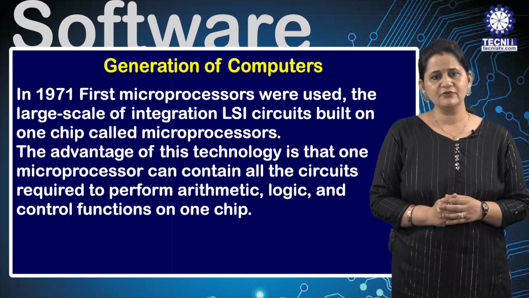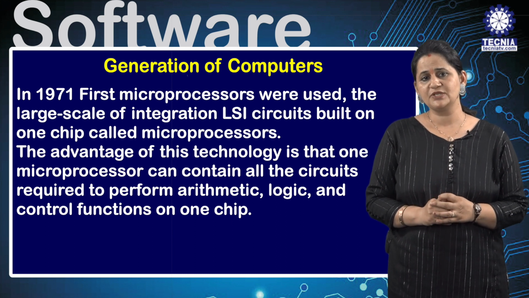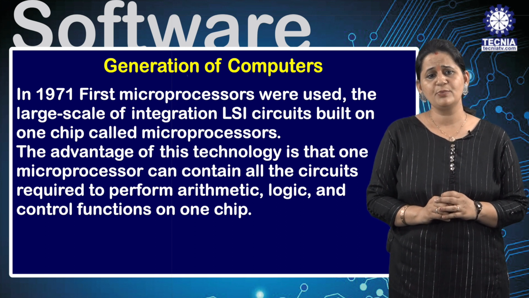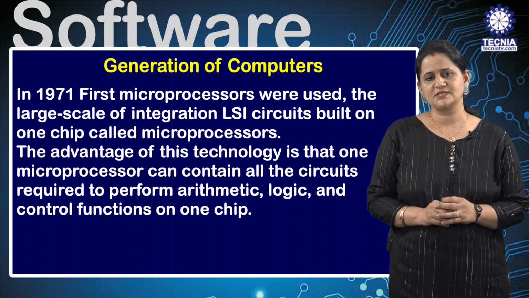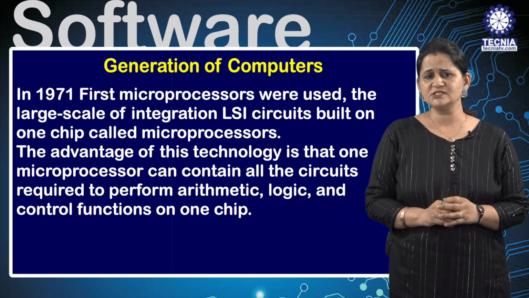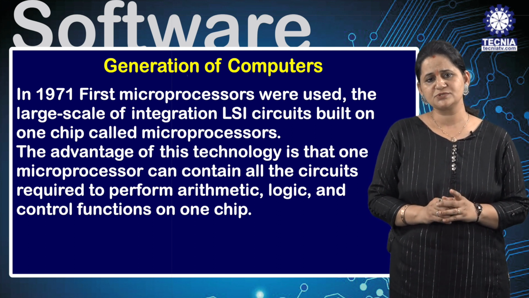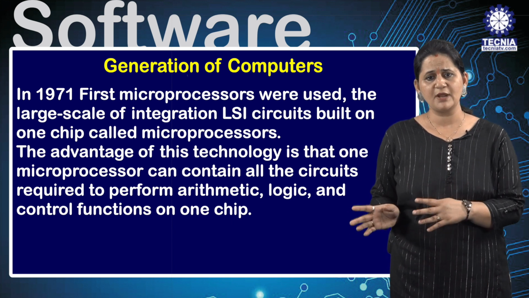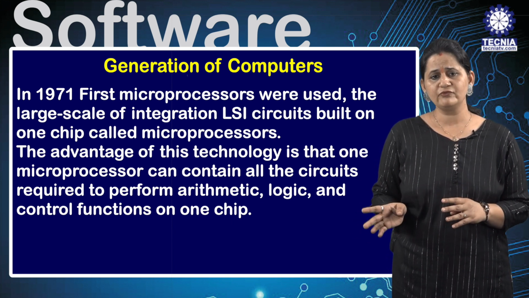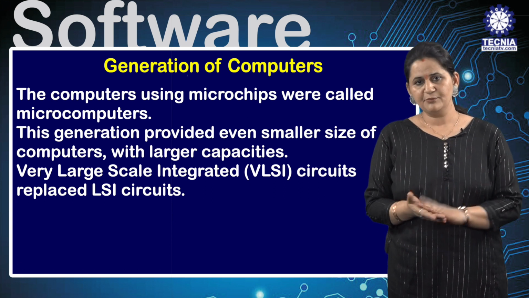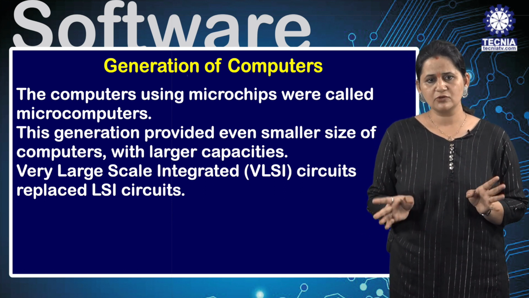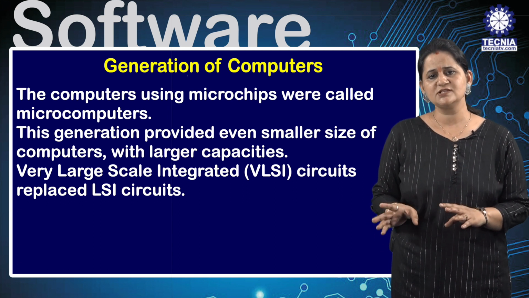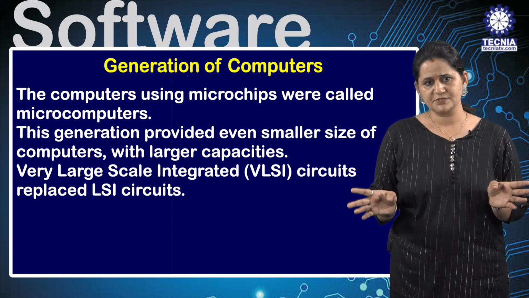In 1971, first microprocessors were used. The large scale integration LSI circuits built on one chip are called microprocessors. The advantage of this technology is that one microprocessor can contain all the circuits required to perform arithmetic, logic, control functions on one chip. The computers using microchips were called microcomputers. This generation provided even smaller size of computers with larger capacities.